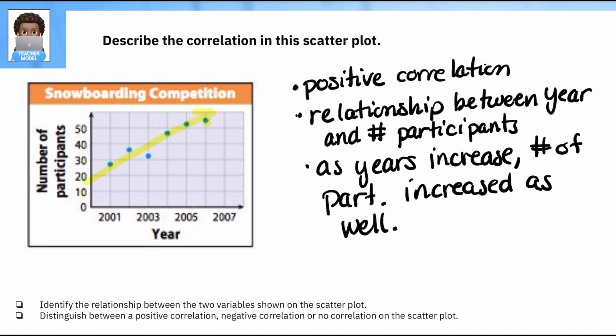Can you see if this is positive, negative, or no correlation? Is there a strong or kind of a weak correlation? Can you see what the relationship is between your variables? And pretty much, can you describe what that relationship might mean?